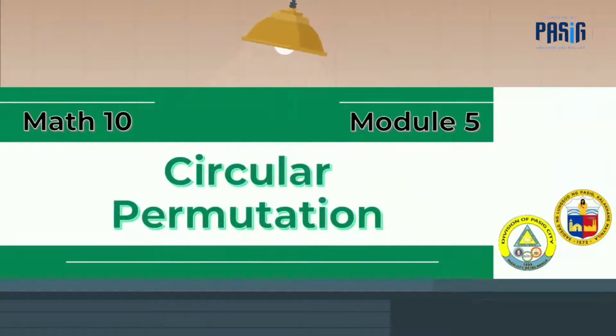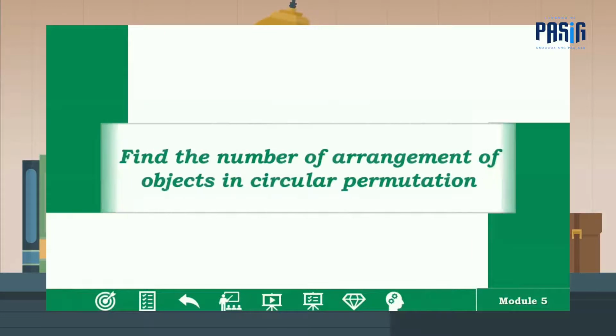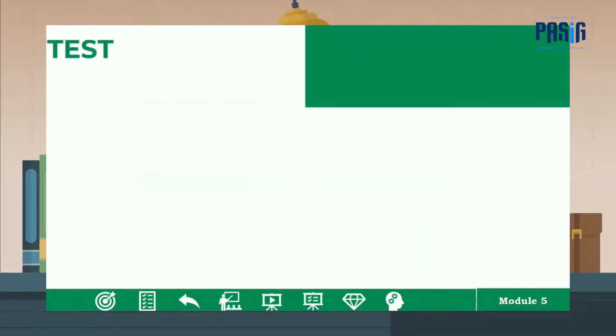Welcome to our lesson in this module, which is circular permutation. In this topic, you are expected to find the number of arrangements of objects in circular permutation. To go on with, let's answer first the pretest.